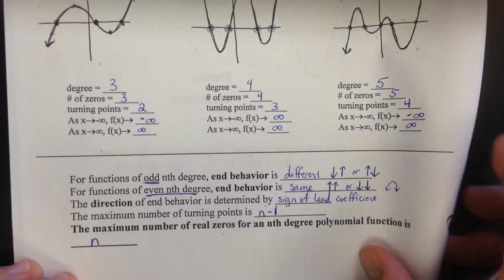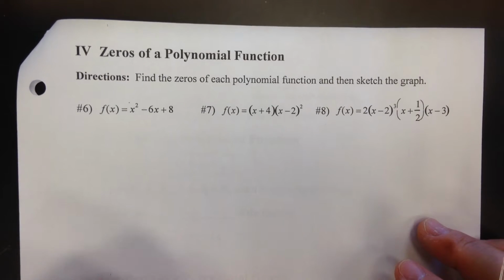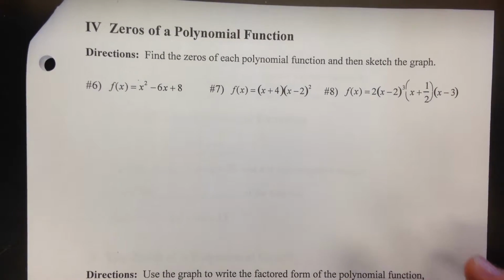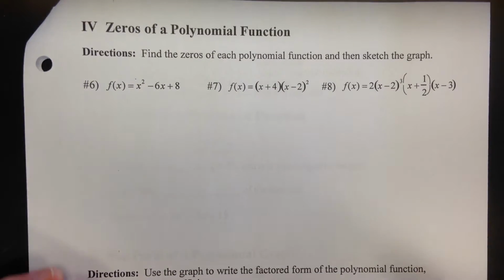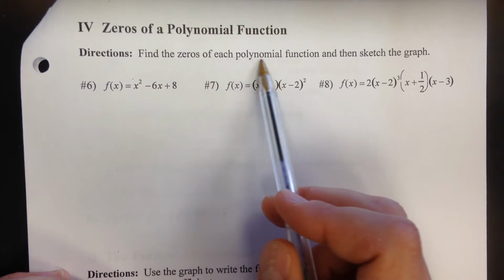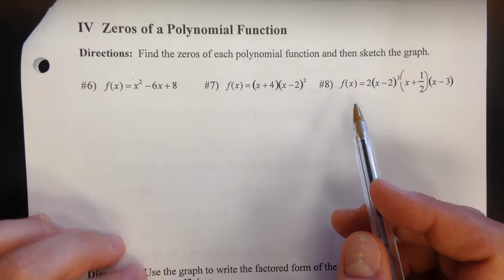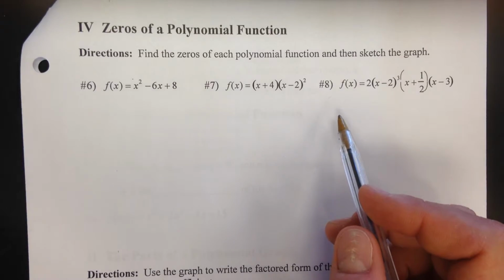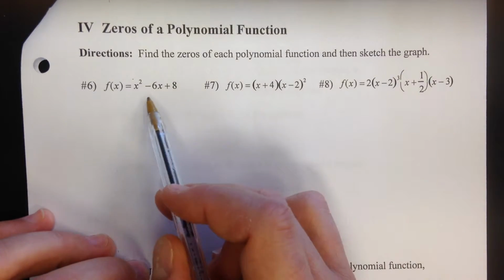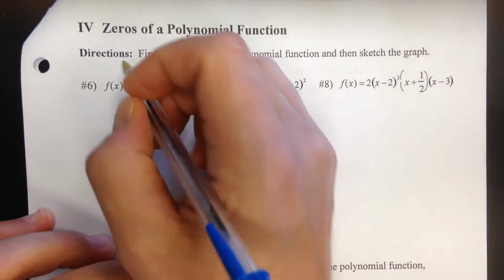So let's go ahead and flip it over. Let's look at a couple examples here. Having this information can help us in terms of graphing. Okay, so number 6. Find the zeros of each polynomial function and then sketch the graph. This is where factoring can be really nice. Okay? First of all, the lead term, we want to focus on that.